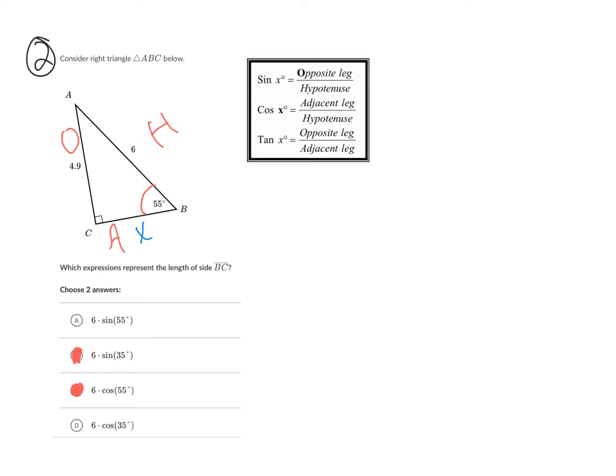If I look at side A, opposite would be here, hypotenuse. So sine would be the x side, which is what we need.